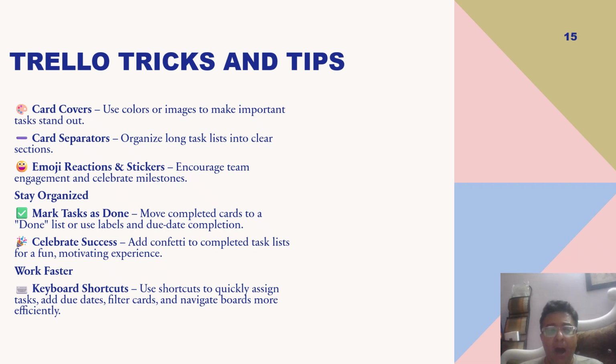To stay organized, you can mark tasks as done. That is, you can move your completed task to a done list or use labels and due date completion to encourage teams to show that out of say 5 activities, 3 have been done, building a spirit of completeness and team bonding. You can also celebrate success by adding confetti to completed tasks list for a fun, motivating, and a whole team-some experience. You can also work faster by using keyboard shortcuts to quickly move between tasks, add due dates, filter cards, and navigate boards more effectively.